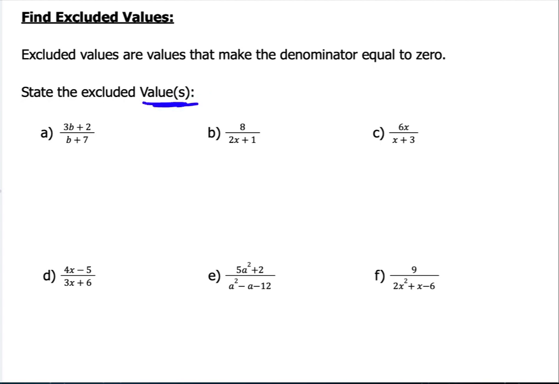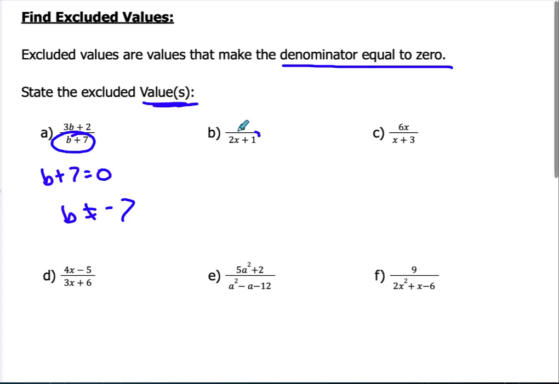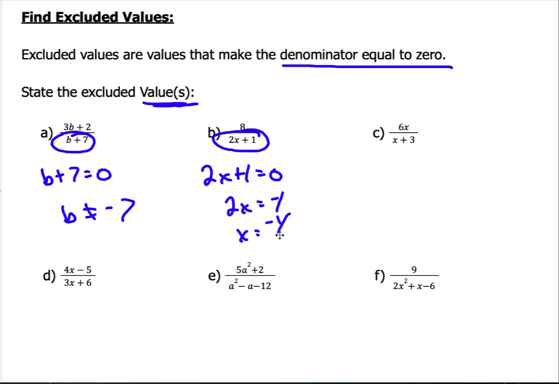Now there might be more than one, but again, just set your denominator equal to 0 and solve. So b plus 7 is equal to 0, so b can't be equal to negative 7. So I get 2x plus 1. 2x plus 1 is equal to 0, so 2x is equal to negative 1, or x is negative 1/2, and it can't be equal to negative 1/2. That's my excluded value.